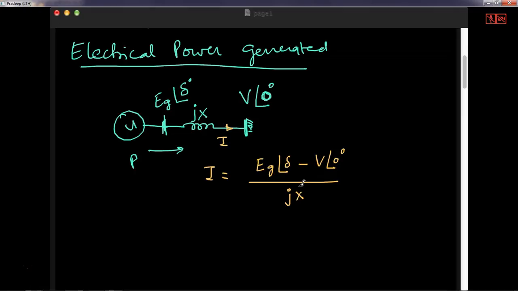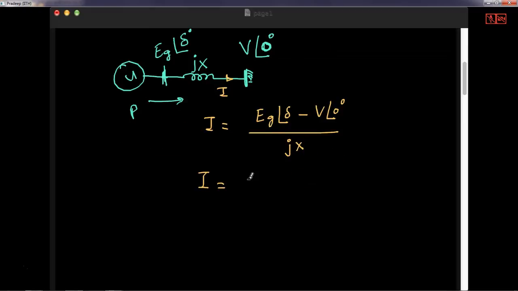Now I can further simplify this. I will be equal to Eg by X angle delta minus 90 degrees, minus V by X, where the angle will be minus 90 degrees. This is my current.